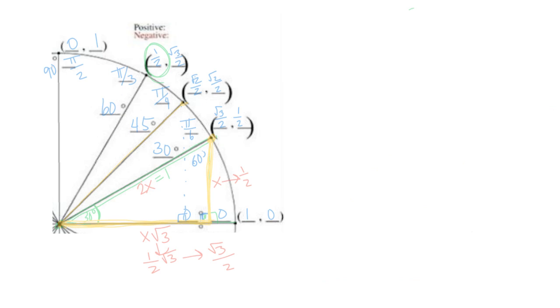So let's say that I was trying to find the tangent of 45 degrees. Well, I know x is the cosine, y is the sine, making tangent equivalent to y divided by x, right? Sine over cosine.